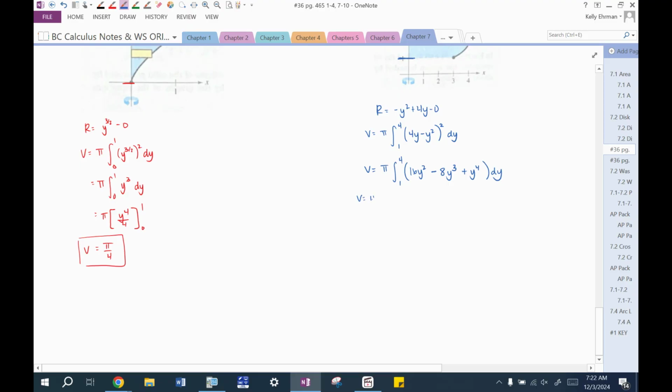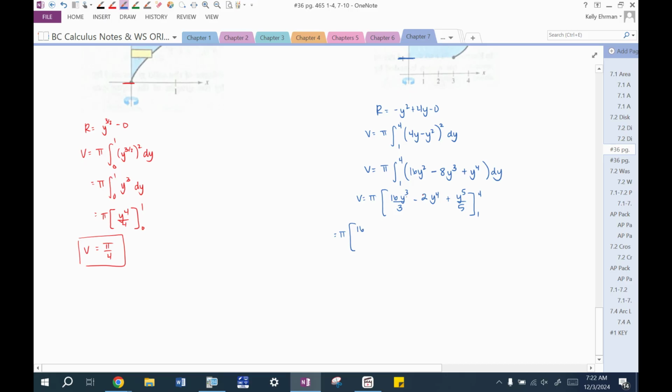And when we integrate, this one comes out kind of ugly if I remember correctly. 16 times y to the third over 3 minus 8 times y to the fourth over 4. So let's make that minus 2, since 8 over 4 is 2. And then plus y to the fifth over 5, going from 1 to 4. So this one has quite a bit of computation. Like I said, it's good for you, so I suppose I should go ahead and do this.